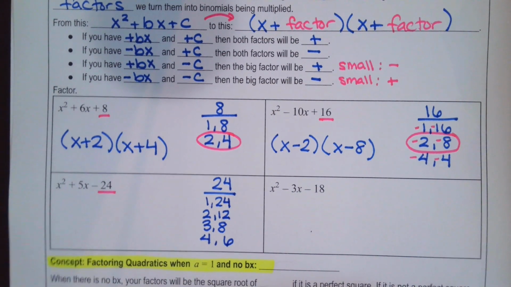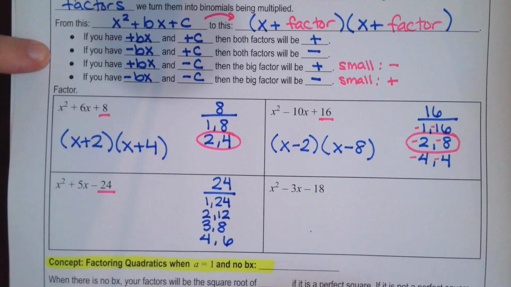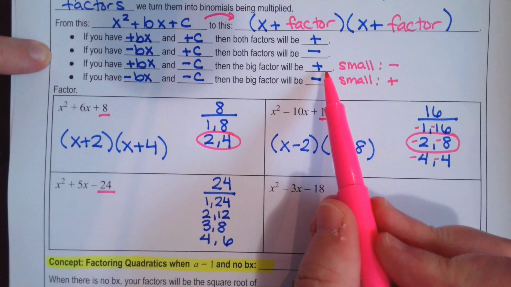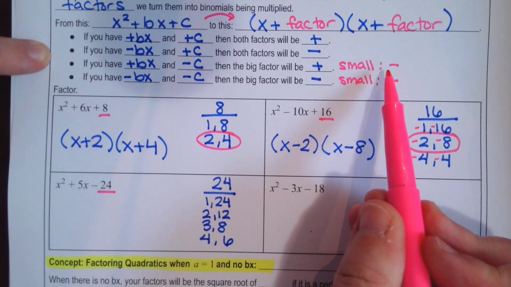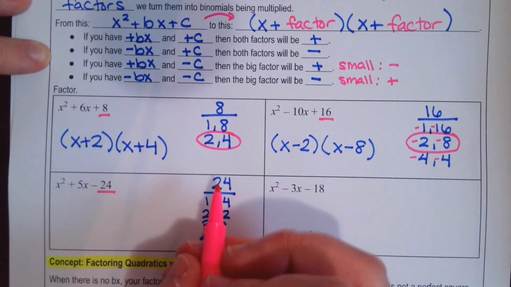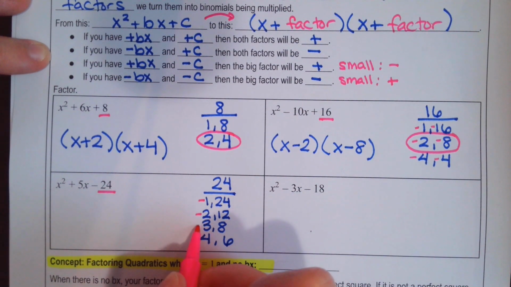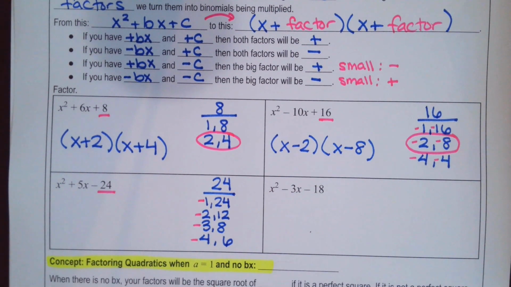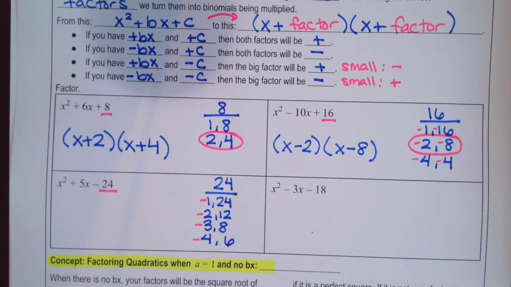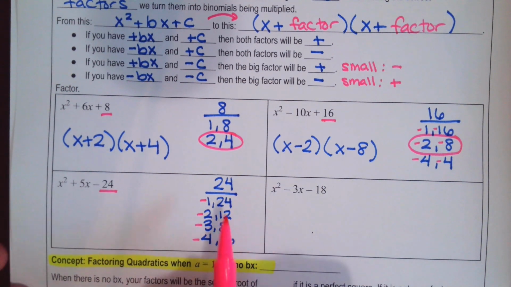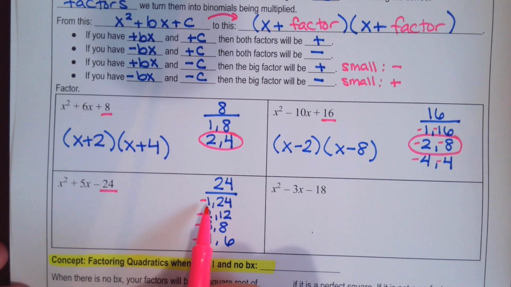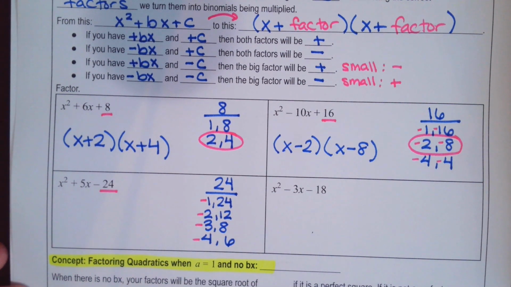Now if I look up to our rules, if it is plus bx and minus c, the big factor is positive, so the small factor is going to be negative. So I'm just going to attach a negative onto all my small factors and leave the big factors positive. And what I mean by that is by pair. So the smaller one in the pair of 1 and 24 is 1. So it's always by the pair.